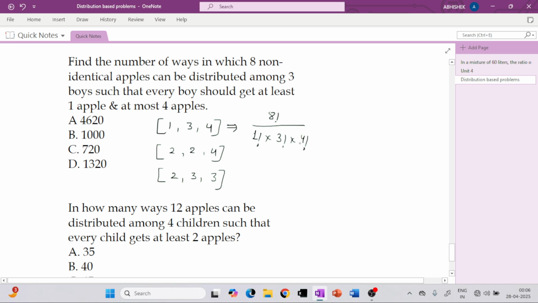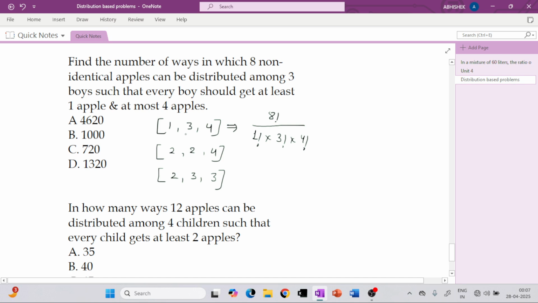Okay, it should be divided by 1 factorial into 3 factorial into 4 factorial. Why? Because suppose the second boy is getting 3 apples, and suppose the apples are different, so they will be marked as A1, A2, A3, A4, A5, A6, A7, A8. Suppose the second boy is getting A3, A4 and A5, these three apples. Then A3, A4, A5, A5, A3, A4. So do these orders get considered?